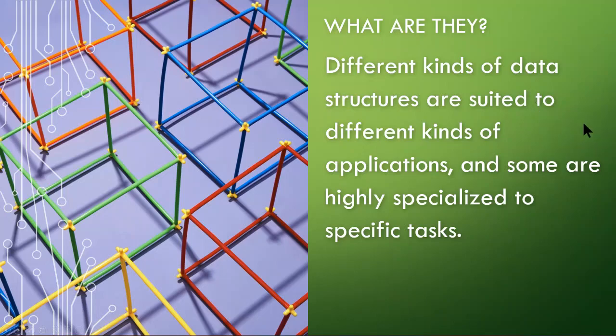So different kinds of data structures are suited to different kinds of applications, and some are highly specialized to specific tasks. Before this, you've used basic storage like variables and arrays, which are general purpose and used for a lot of things. But now you've got to start learning, okay, when I have this data structure, what are its advantages and disadvantages? Where is it best to actually use this?